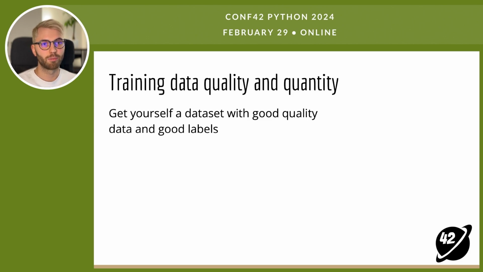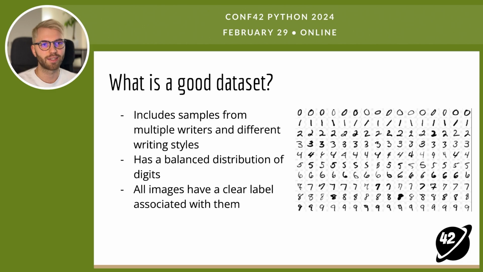Let's say you're working on a model that classifies handwritten digits. A good data set is a data set of handwritten digits that includes samples from multiple writers and different writing styles. It should also have a balanced distribution of digits, meaning that each digit occurs roughly the same number of times. All images have a clear label associated with them.